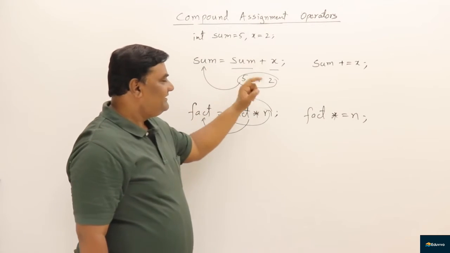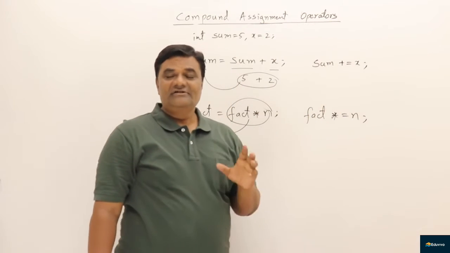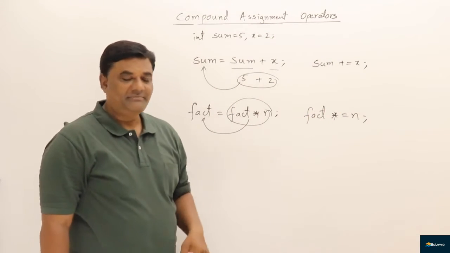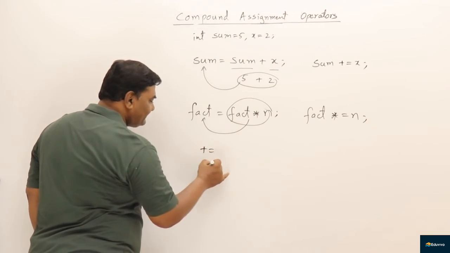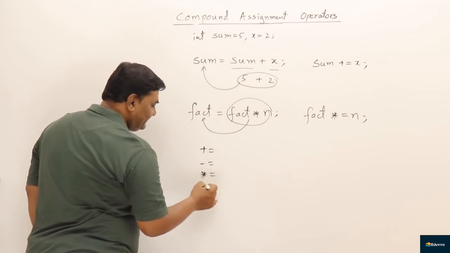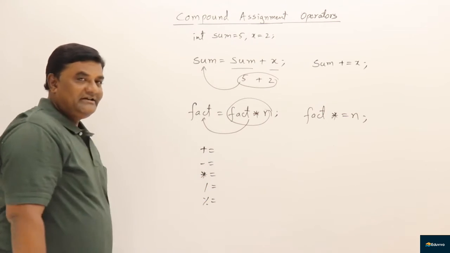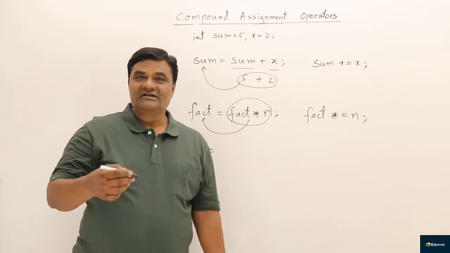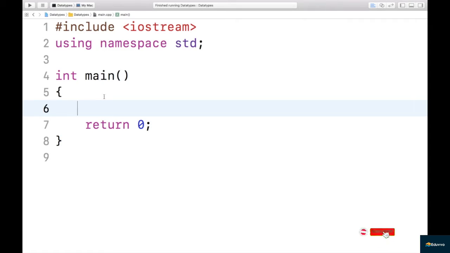So instead of writing this lengthy statement, you can write a short statement, sum plus assign x. This is a compound assignment operator. So we can use plus assign, minus assign, multiply assign, divide assign, mod assign. There are various other operators also. Let us try these things practically and see them. Let us look at compound statements. These are commonly used statements in programming.